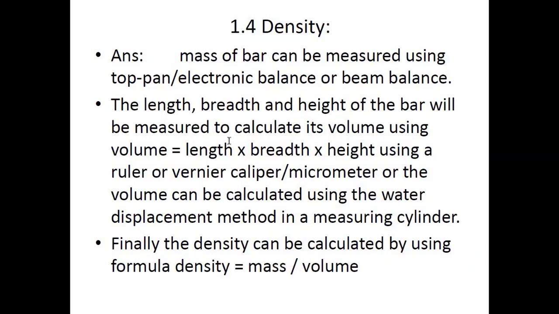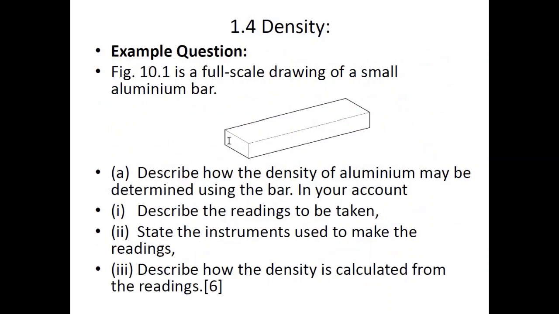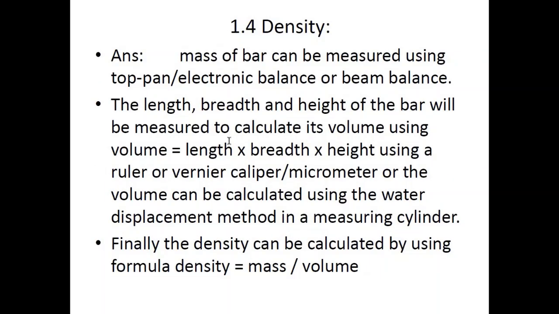Now, for finding the volume of this metal bar, you can use the displacement method. You can fill a measuring cylinder with a known amount of liquid, and then immerse this piece of metal inside that liquid, take the new reading, subtract those two readings, and you get the value for the volume. Or you can simply use the formula length times breadth times height. You can go either way. It's up to you how you describe your experiment.